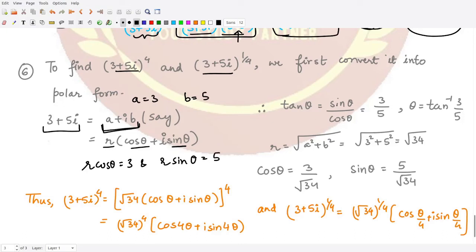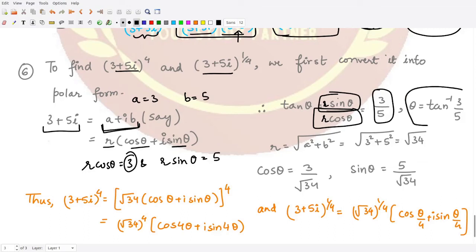So your tan theta is obtained when you divide sin theta by cos theta. So you could write r here, you can write r here. So the value of r cos theta is equal to 3, the value of r sin theta is equal to 5. You can substitute it here. So from here, what is the value of theta? It is tan inverse of 5 by 3. So this is your theta. From here, you can calculate the cos theta and sin theta. So when you calculate it using the Pythagoras theorem, you have cos theta as 3 divided by square root 34 and sin theta as 5 divided by square root 34.